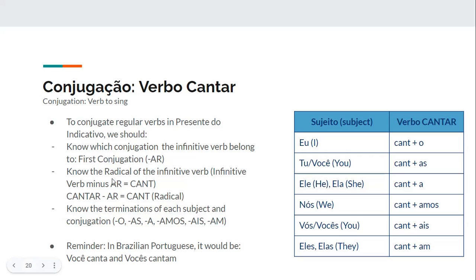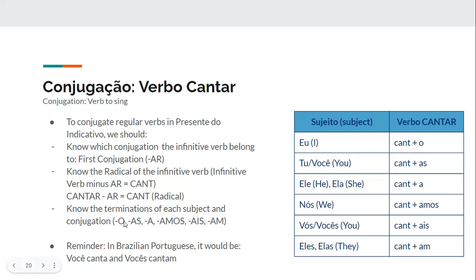And by the way, this R is related to this part here. Not really, but as you can see, they are similar, kind of related. So we have the infinitive form, which is already written here. So cantar, it's already the infinitive form minus R, which is the termination. And then we have cant, which is the radical.